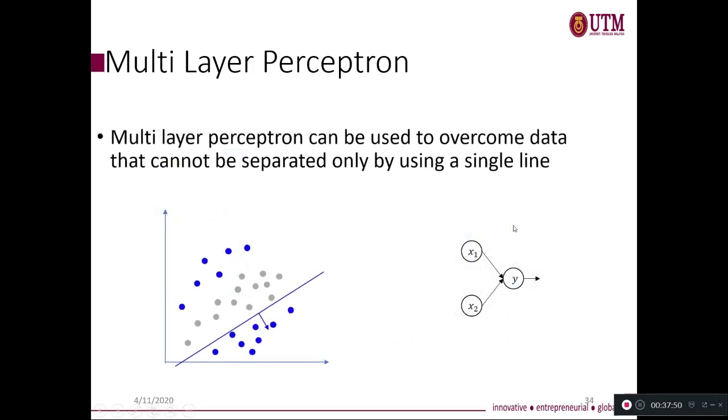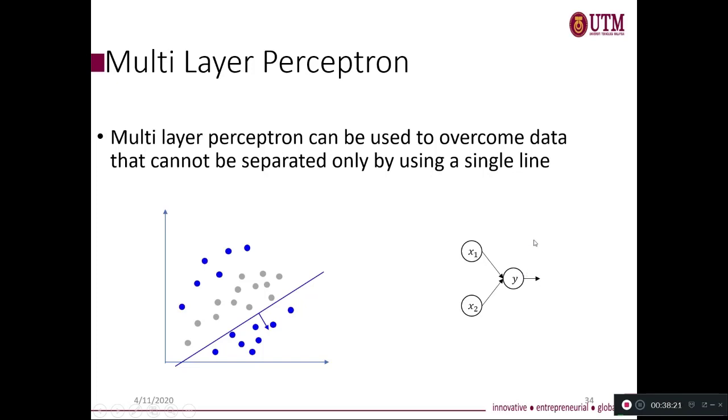Okay, a multi-layer perceptron can be used to overcome data that cannot be separated by using only a single layer. Again, like I discussed before, this is a non-linear case. Of course, a single layer perceptron is represented by an input function and an output function, and if you combine them together, it looks like logistic regression.